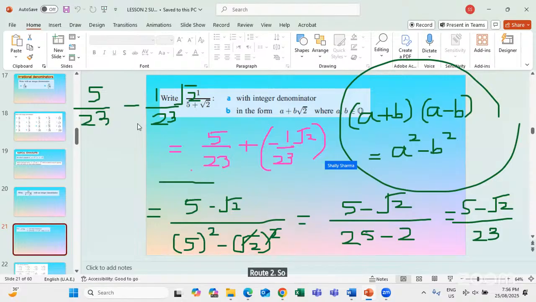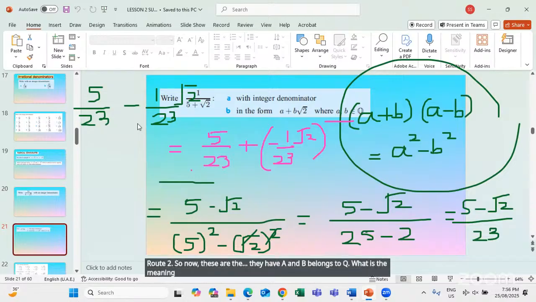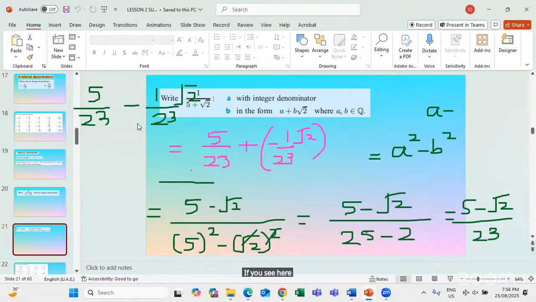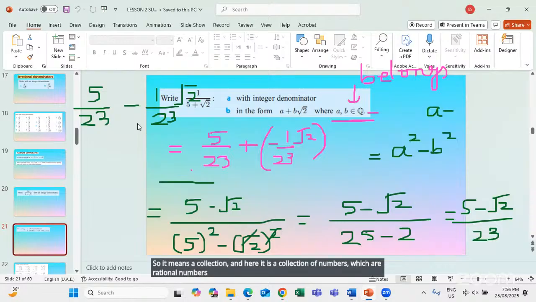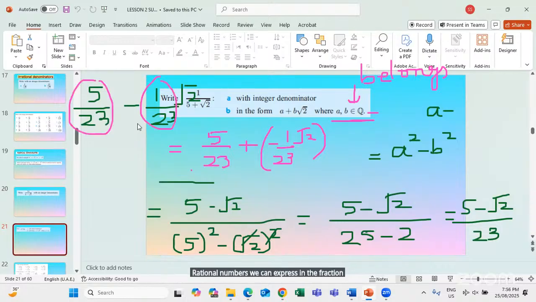So now a and b belong to Q. What is the meaning of Q here? If you see here, a and b, this symbol means belongs to. That a and b are of which type of numbers? They are belonging to the Q set. Set means a collection, and here it is a collection of numbers which are rational numbers. So these are two rational numbers. Rational numbers we can express in the fraction form like p by q form. Okay.